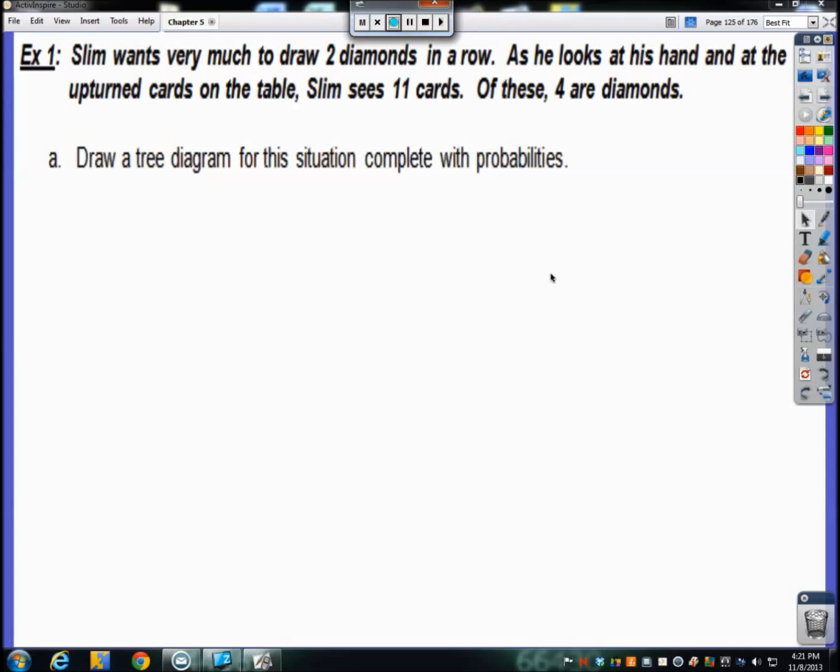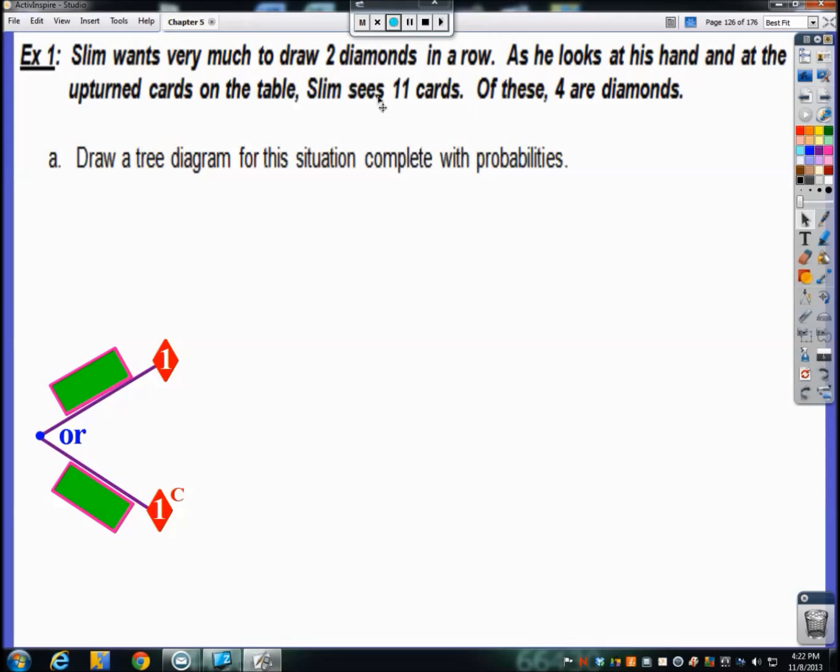All right, so he wants 2 diamonds in a row, which means he's going to get 2 cards in a row. So first card comes up, what happens? Well, one of 2 things is going to happen. Number 1, he's going to get a diamond, or he's not going to get a diamond. And notice for this, I just put diamond, diamond complement, and the ones here represent what could happen on the first card that he sees. All right, now let's write in the probabilities here along these 2 branches of our tree diagram.